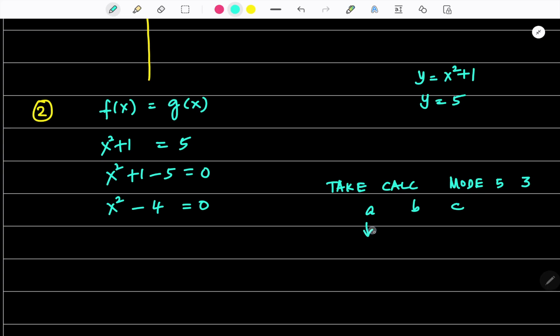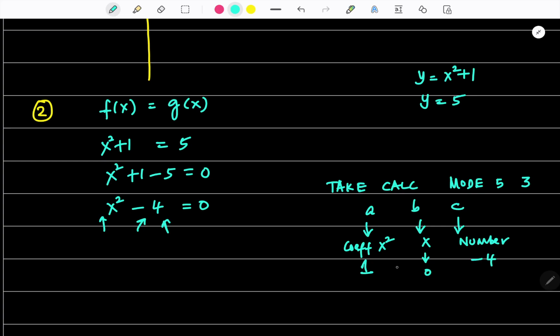So you will get what is A? Coefficient of x square. What is B? Coefficient of x. What is C? Number. What is the coefficient of x square? Which is 1. What is the coefficient of x? There is no x, so 0. What is the constant? Minus 4.